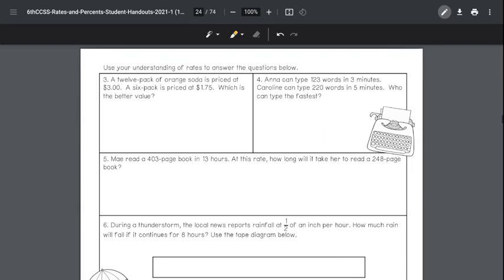Number 3, a 12-pack of orange soda is priced at $3. Okay, so we can get 12 cans of soda for $3.